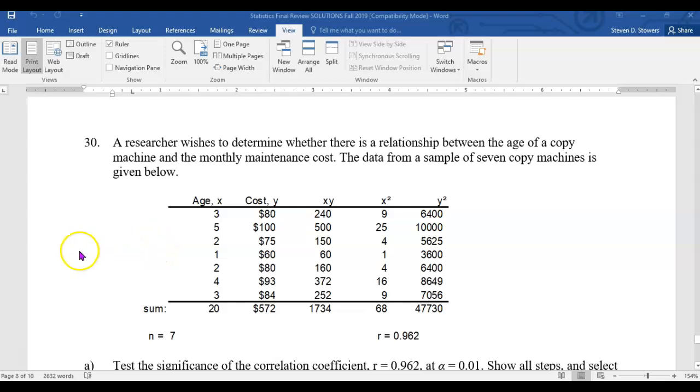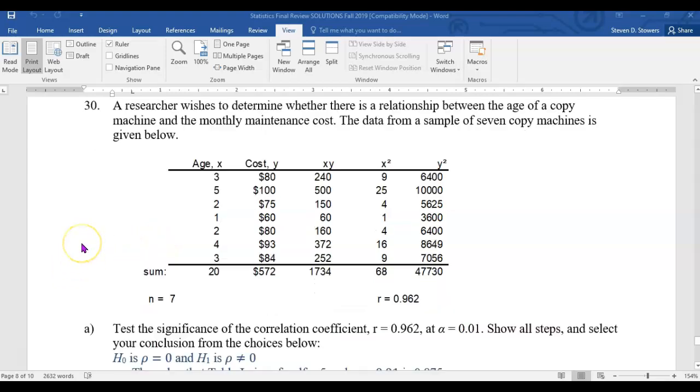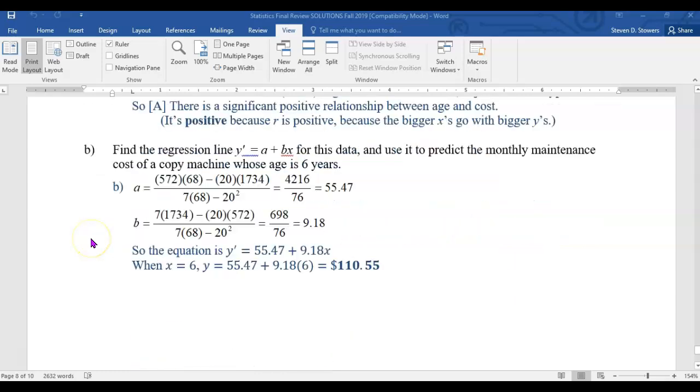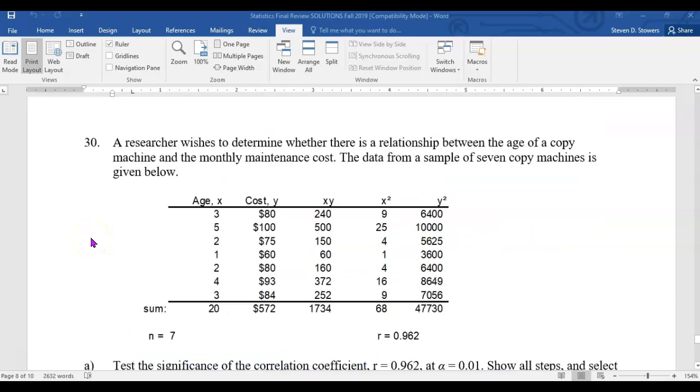And I'm going to end this video here and come back in the next part and talk about the correlation and regression involved in the next set of problems or the next multi-part problem.